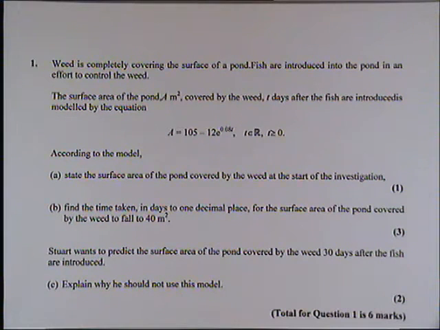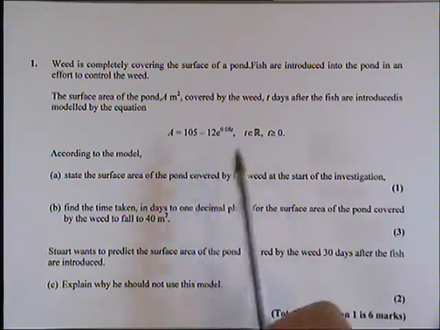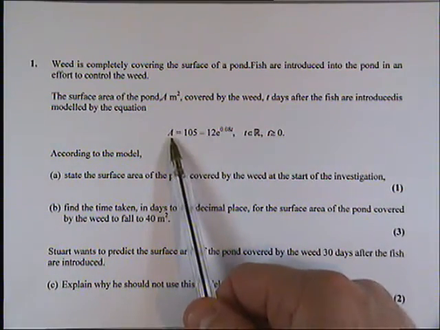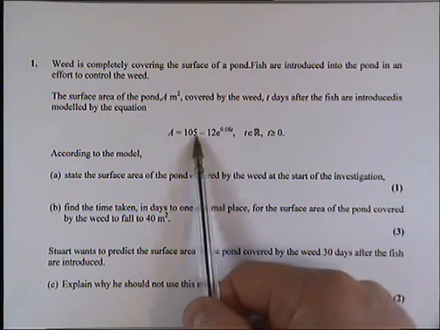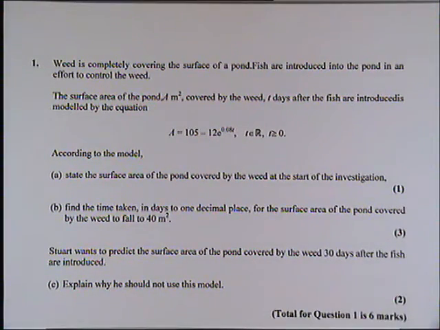In this video, we're going to be having a look at this question here, which is regarding exponential modelling, and it's talking about a pond with some weed growing on it and some fish are introduced, and so the fish are presumably eating the weed or something, and the area of the weed is going to be decreasing according to this formula here.